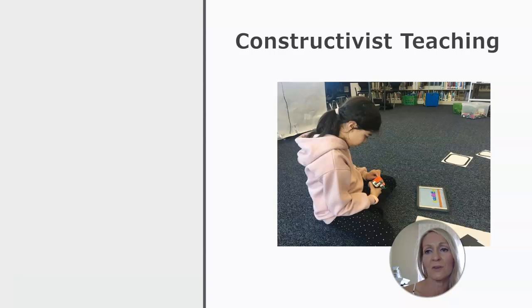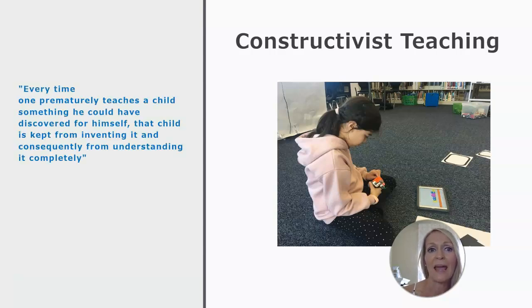So that leads us into constructivist teaching and what he would endorse for teachers in a classroom. What he said is, every time one prematurely teaches a child something he could have discovered for himself, that child is kept from inventing it and consequently from understanding it completely. And so he would suggest that we need to give children the opportunity and the agency to ask questions, to explore, and then develop their understanding.